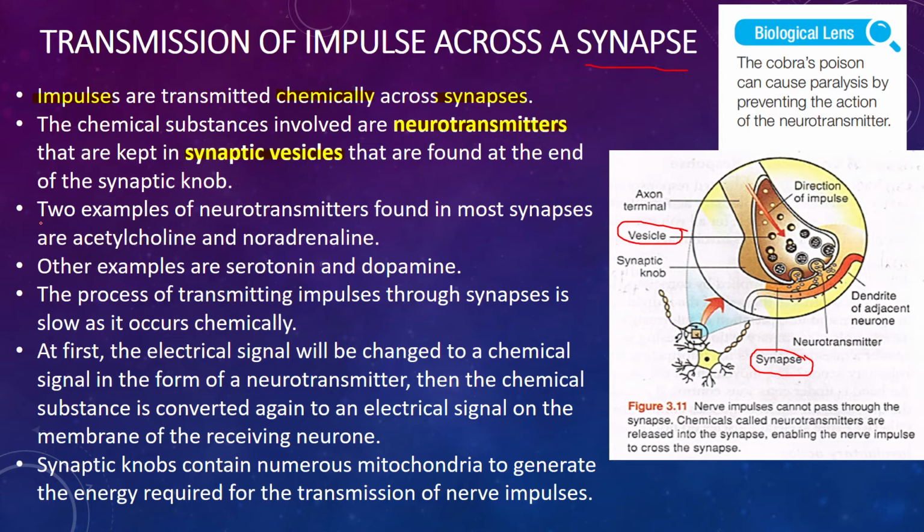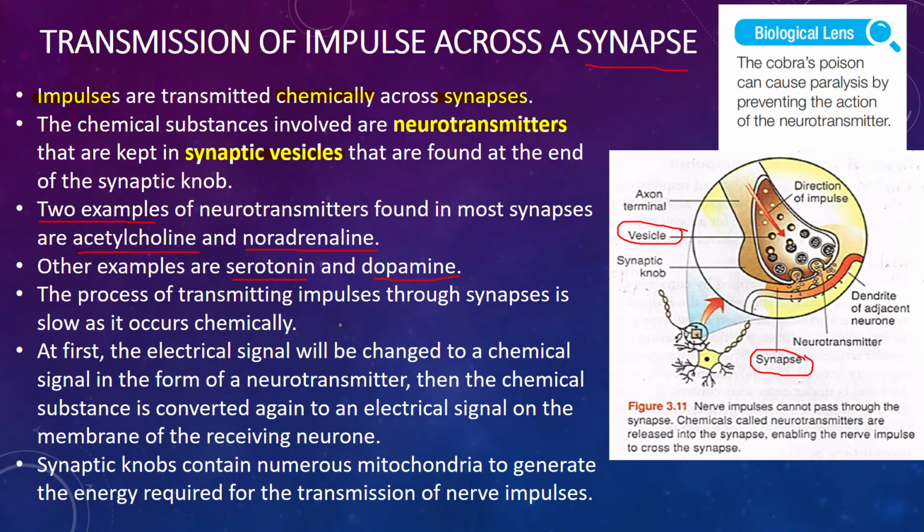So there are two examples of neurotransmitter in most synapses. Okay, number one is acetylcholine and also noradrenaline. Okay, noradrenaline, acetylcholine, inilah dua contoh neurotransmitters that are found in most of the synapses. So other examples are serotonin and dopamine.